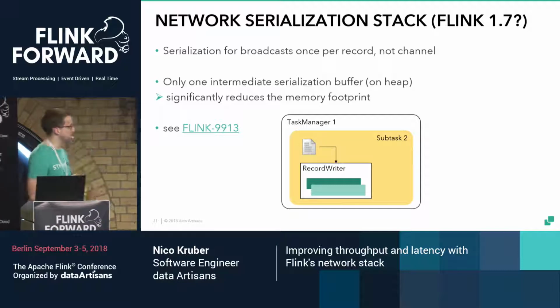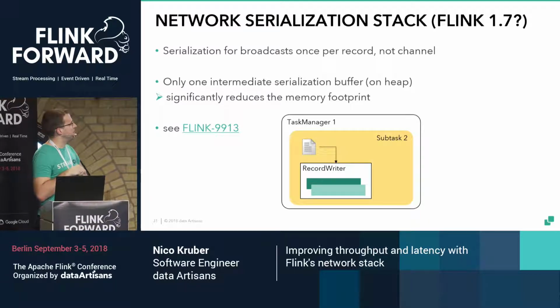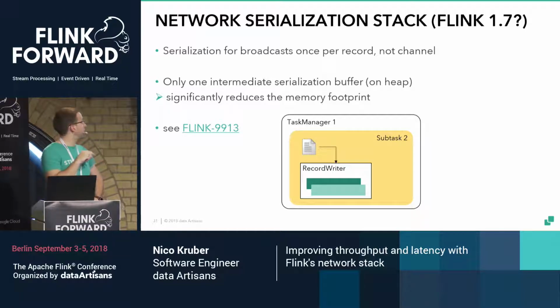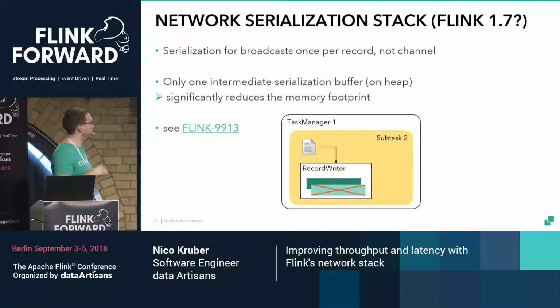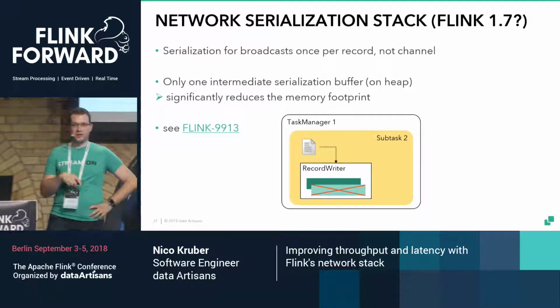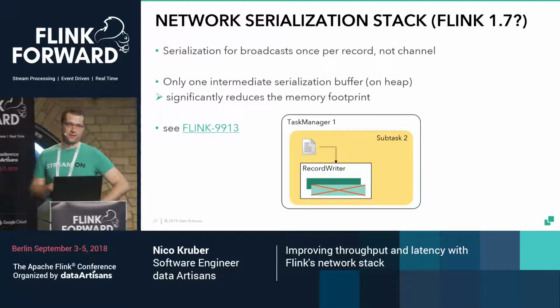But then there's a second thing. Inside the record writer, we do have intermediate buffers that we serialize this into, but only ever one is used at the same time. So by having that optimization, we also remove the second intermediate buffer, and this considerably reduces the memory footprint on heap in the record writer.